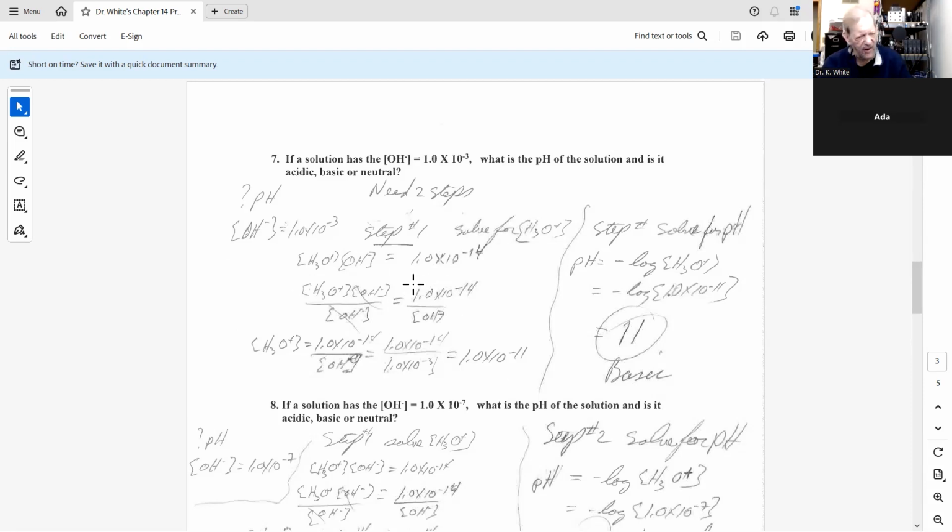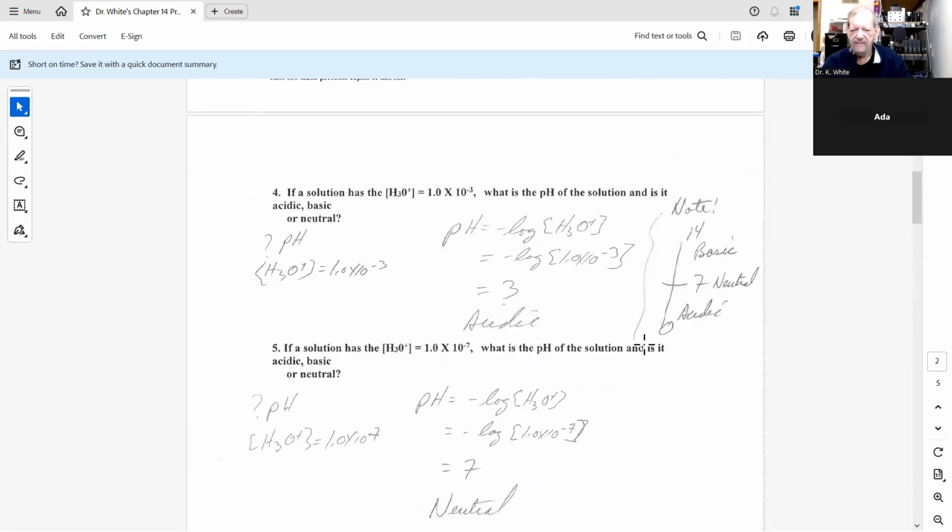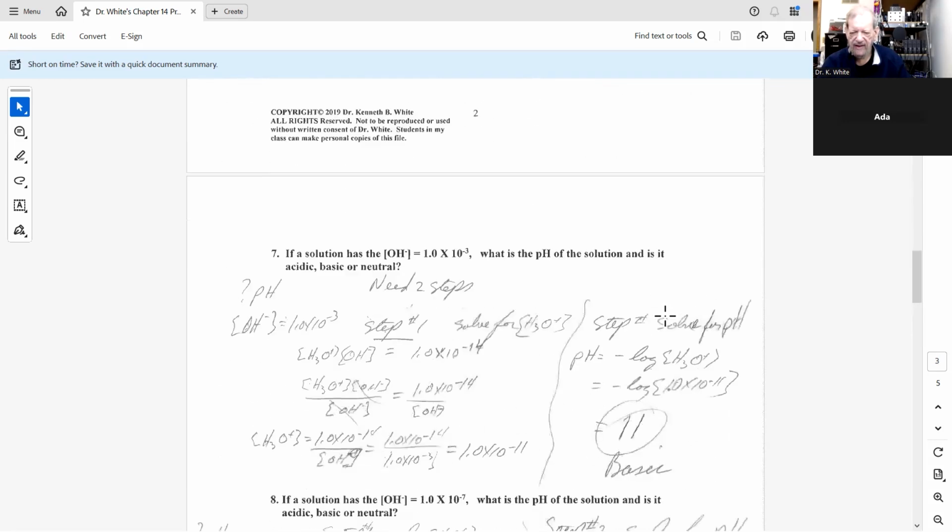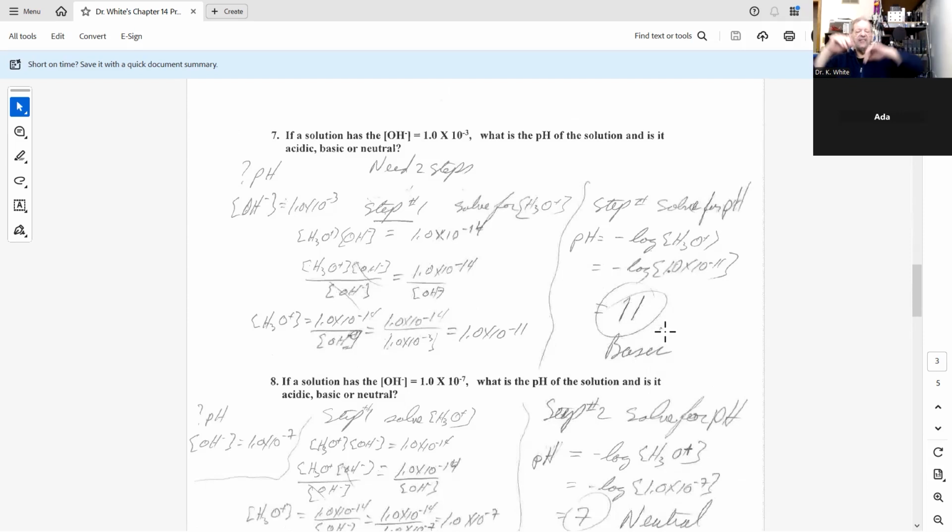Are we done? No. We're trying to get pH, and we now have the hydronium ion concentration. pH is minus the log of the hydronium. We put this number in. When this is 1.0 times 10 to the minus x, the pH is x, in this case 11. Remember, when it's greater than 7, it's basic, less than 7, acidic, at 7, neutral. I hope you all agree 11 is greater than 7. It's basic.